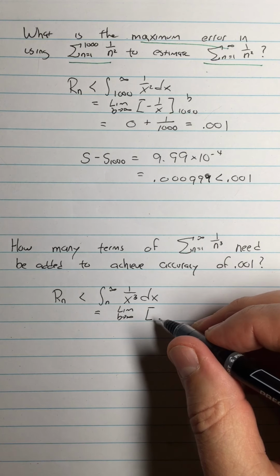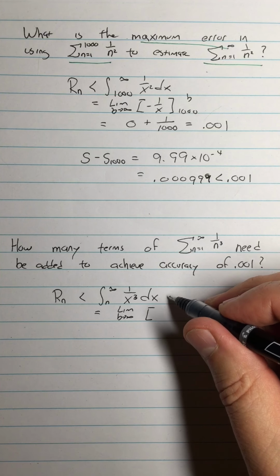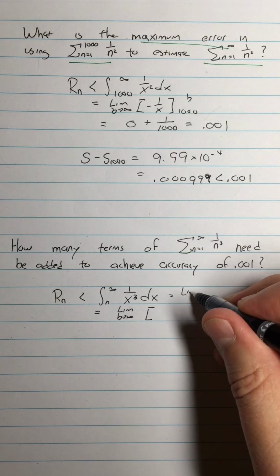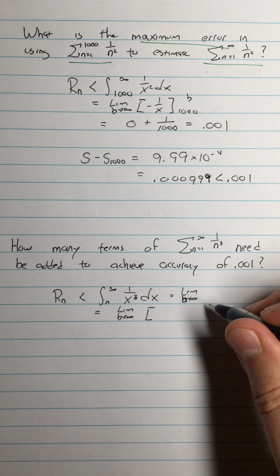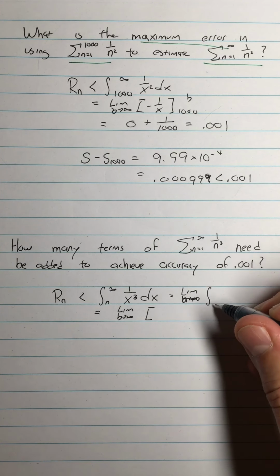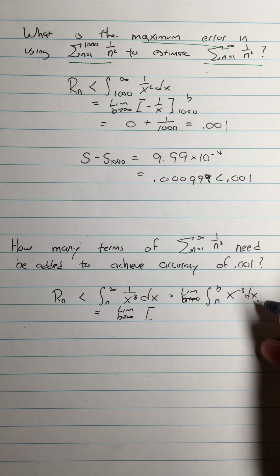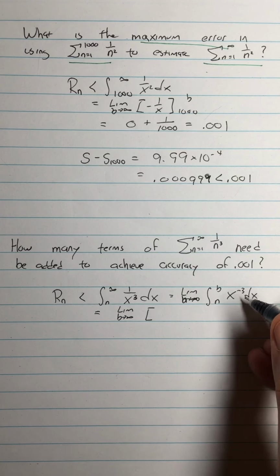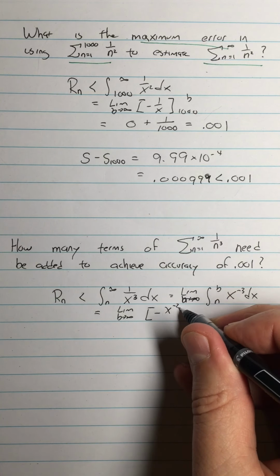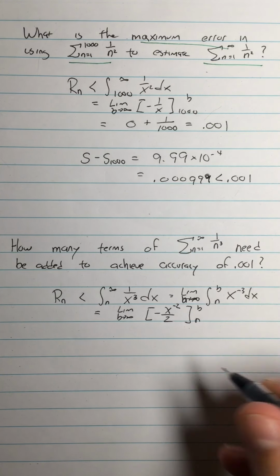So we know that this antiderivative is going to be x to the negative thirds. Should I write that? Okay, fine, I'll write it. It's the limit as b approaches infinity of the integral from n to b of x to the negative third dx. All right, so that antiderivative, I'm going to raise the exponent by 1, get x to the negative 2, divide by the new exponent, so I'm going to have negative x to the negative 2 over 2, and we're evaluating that from n to b.